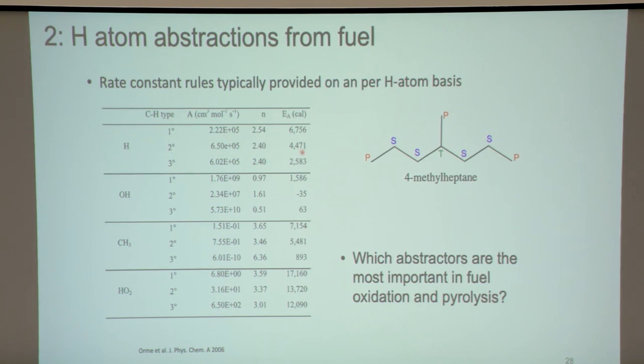And then if we want to ask the question, which abstractors are the most important in fuel oxidation and pyrolysis? Well, in pyrolysis, you have H, methyl, there's no oxygen around, so these are the key radicals. But whenever you have oxygen around, you make OH. So OH is going to be the most important radical species that's pulling off hydrogen from your fuel.